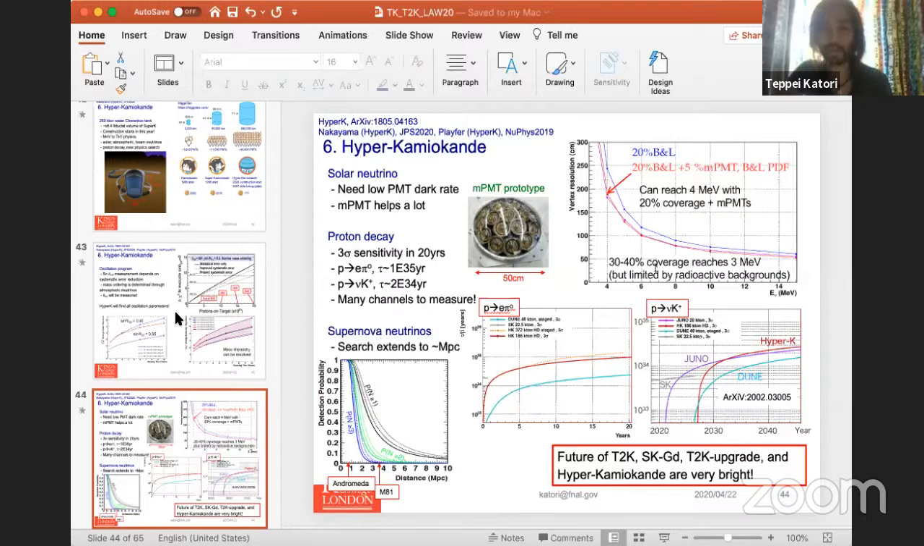Yeah, so the galactic supernova, if that happened, that would be great. We expect thousands of events, and the timing information is also great. So you can study not only neutrino oscillation, but also this acoustic oscillation of the material. There are all kinds of studies going on, but we have to be lucky for this.